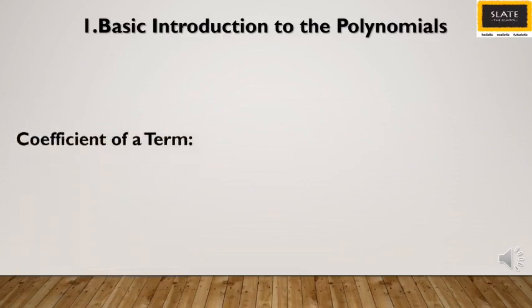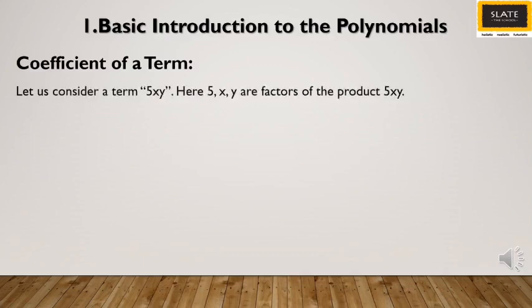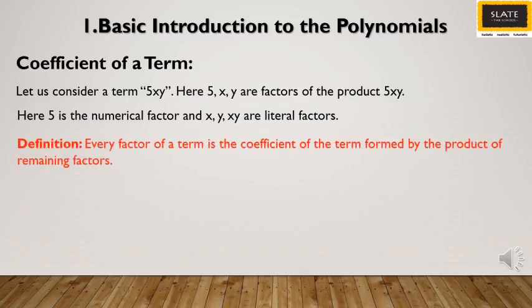Now, let us see coefficient of a term. Take one example, 5xy. In this term 5xy, the factors are 5, x and y. Here 5 is a numerical factor and x, y are literal factors. Now, how can we define coefficient of a term? Every factor of a term is the coefficient of the term formed by the product of remaining factors.